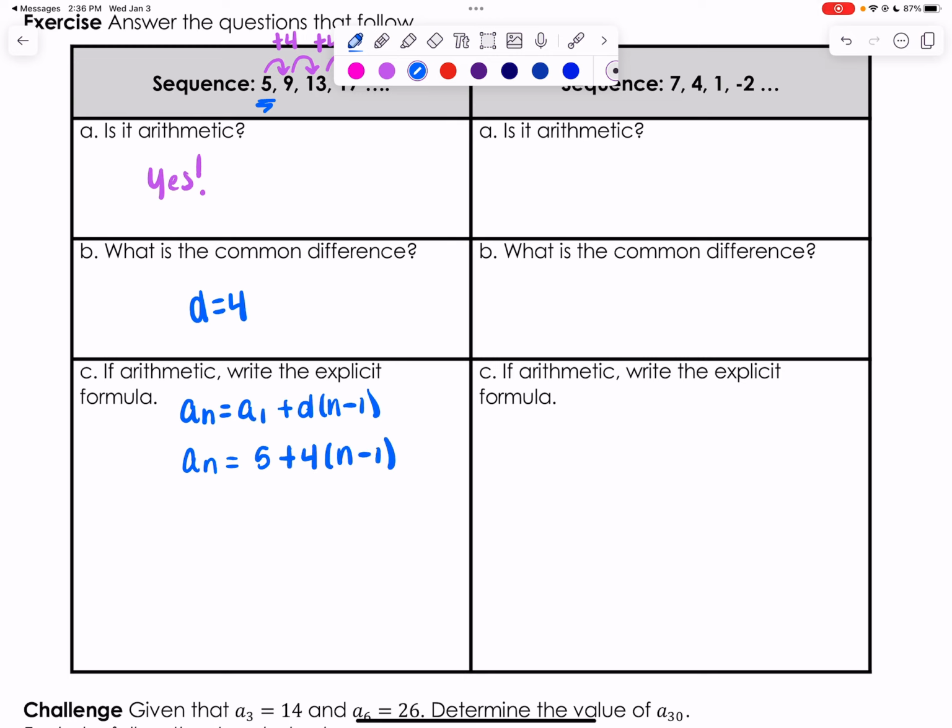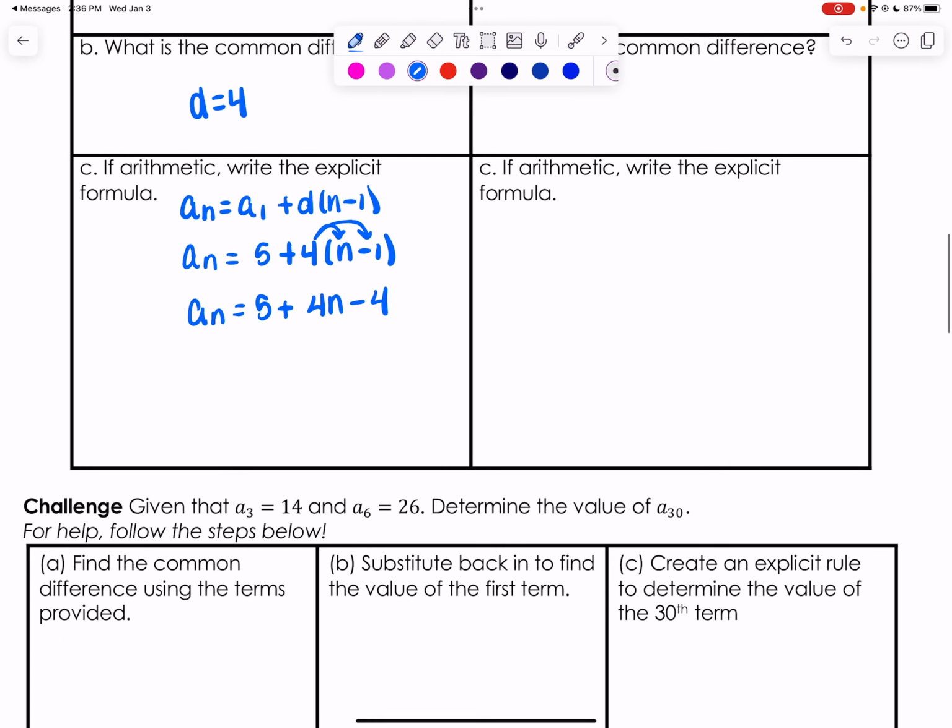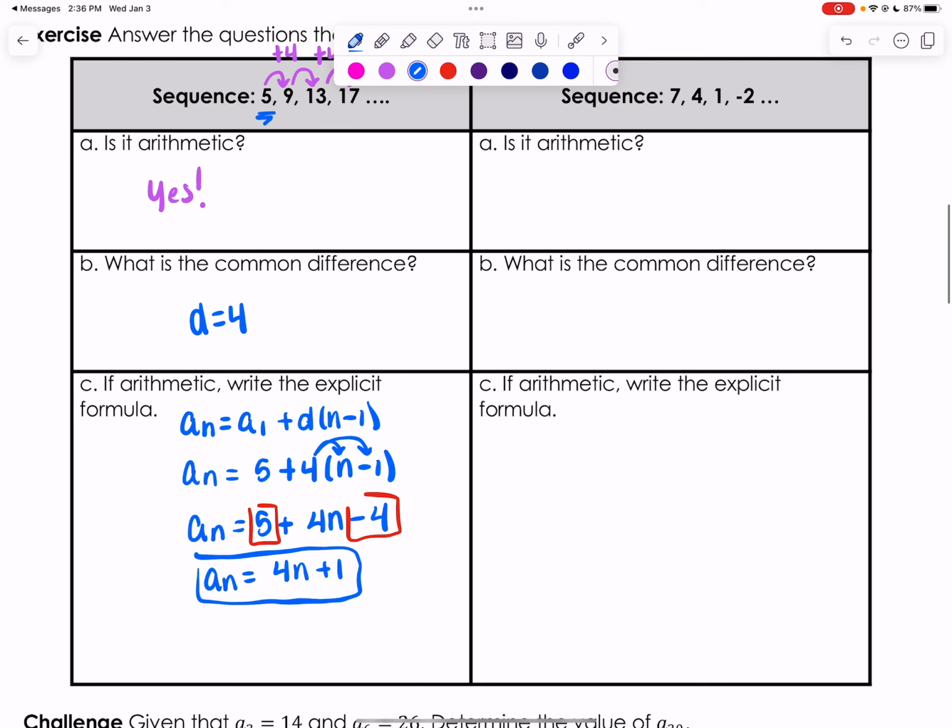Now, to practice simplifying, whenever you have a number attached to the parentheses, we know to distribute, so let's distribute that 4. And then let's combine our like terms. Well, if we look, our like terms are 5 and a minus 4, and 5 minus 4 is 1. So I can say that a sub n is equal to 4n plus 1. And that is my rule that can help me find every single term of the sequence.